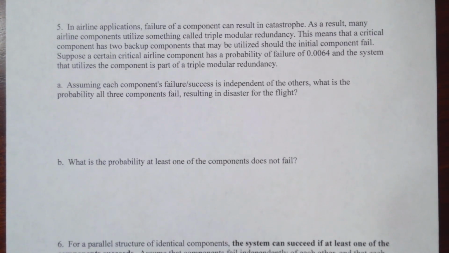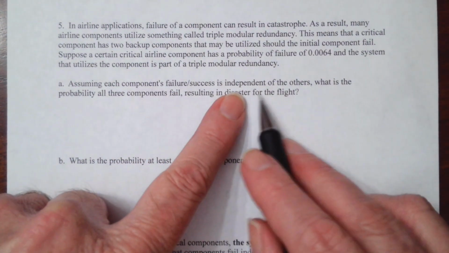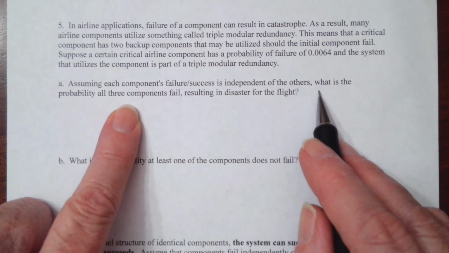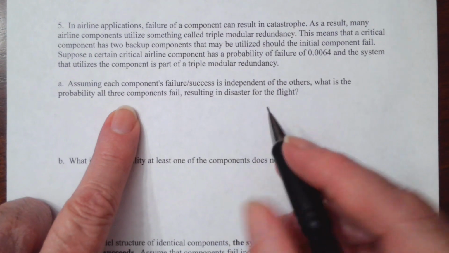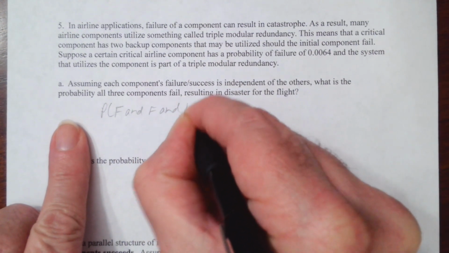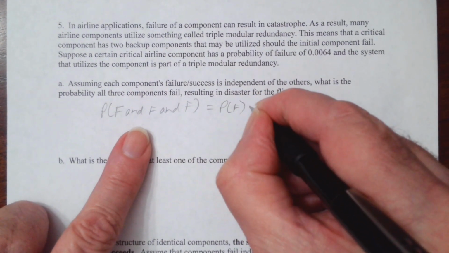Suppose a certain critical airline component has a probability of failure of 0.0064, 64 ten-thousandths, and the system that utilizes the component is part of a triple modular redundancy. Assuming each component's failure or success is independent of the other, so we're assuming independence, what is the probability all 3 components fail? Which would be a disaster, right? So the probability of fail and fail and fail is equal to, well, we're just going to multiply the 3 probabilities.